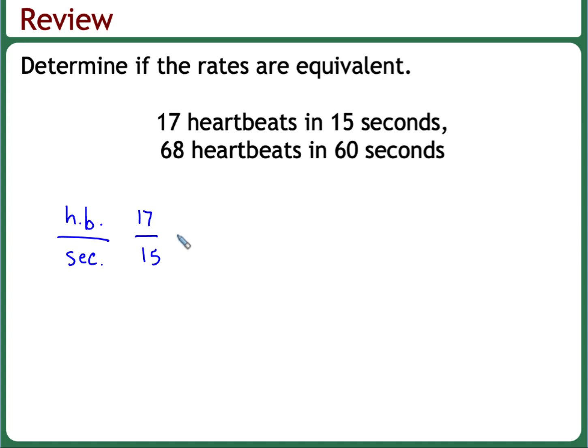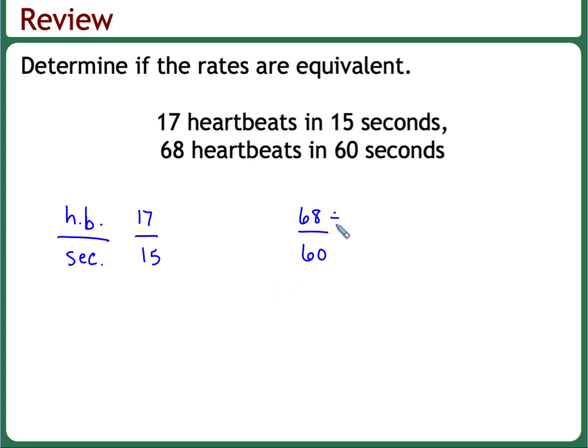Now, can that be simplified anymore? No, that is simplified. So let's look at the second one, 68 heartbeats over 60 seconds. Well, that can definitely be simplified. So why don't you try and simplify this and see if it's equivalent to 17 over 15.